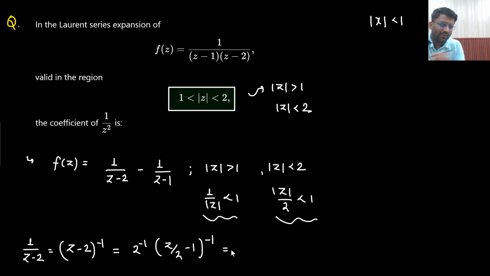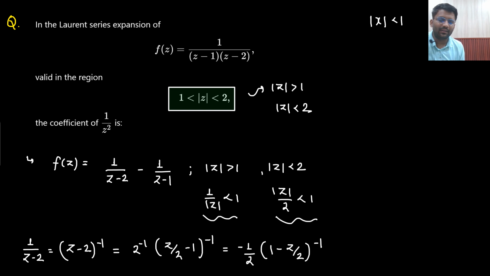Then another minus sign you take outside, another minus sign 2 you take outside, so it will become minus 1 by 2 to the power minus 1. Understandable? Now if this is less than 1, yes, I can apply the expansion. So minus 1 by 2, 1 minus z by 2 to the power minus 1. This is the thing that I need to do.